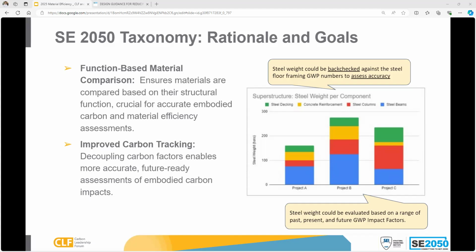And I think we all know that the embodied carbon impact factors are varying over time. Literally every 6 months, every year, right? You could potentially get a new number. And so, one of the ways that this could improve carbon tracking is simply by having those material quantities that could be paired with different GWP impact factors over time.